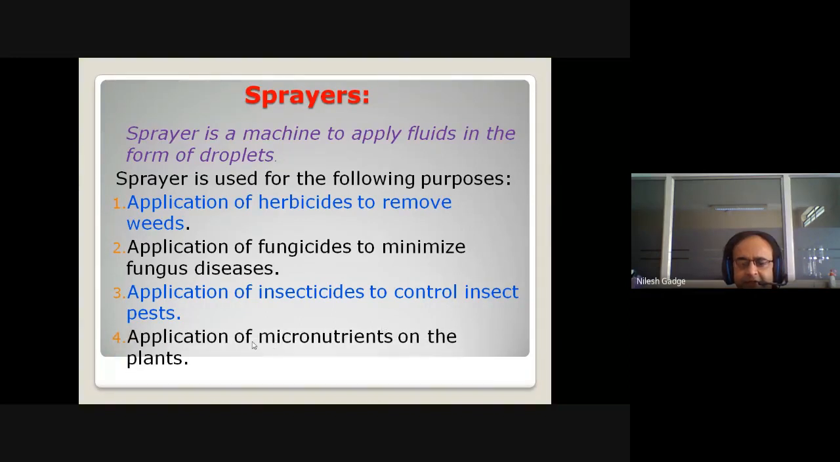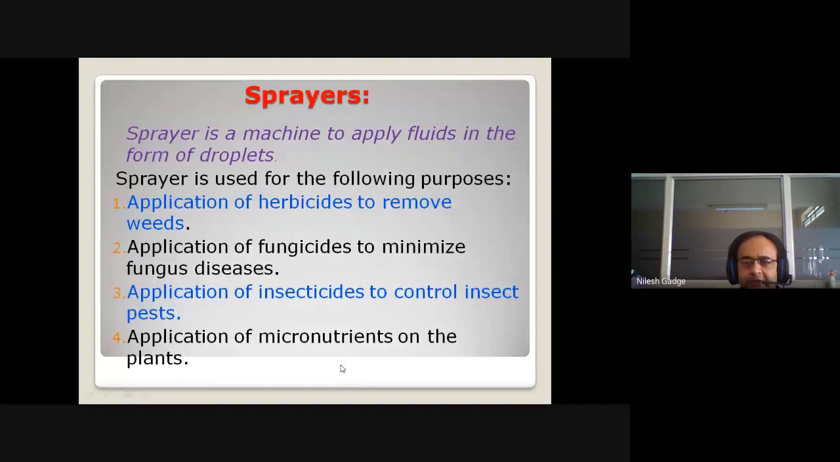And the fourth purpose is application of micronutrients on the plants. I will post this PPT also on Google Classroom, so don't worry. But you have to remember all these things. Only four things you have to remember: herbicide, fungicide, insecticides, and micronutrients. Herbicide is used to remove weeds, fungicide to minimize fungus diseases, insecticide to control insect pests, and micronutrients for the plants for proper growth.